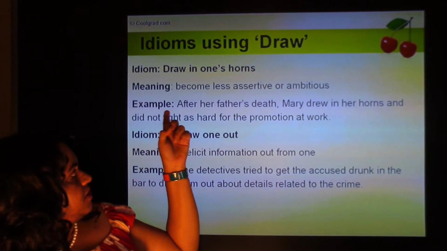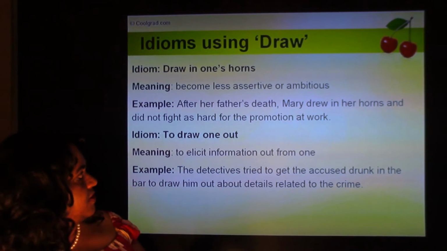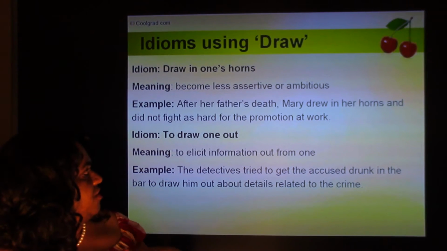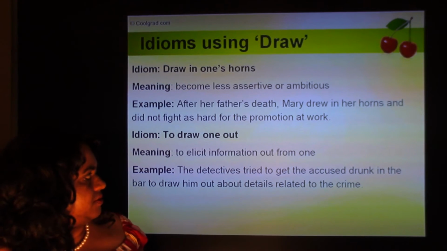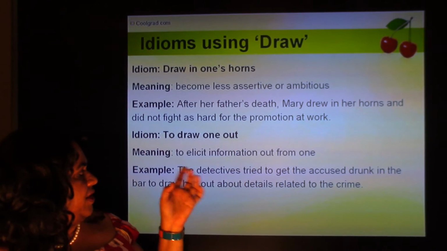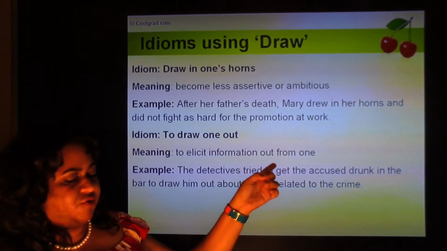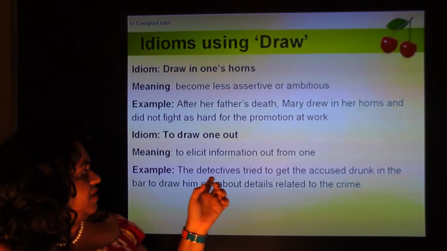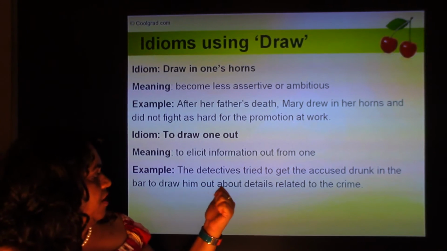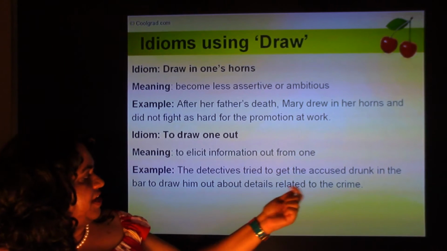Draw in one's horns, become less assertive or ambitious. So after her father's death, Mary drew in her horns and did not fight as hard for the promotion at work. To draw one out, meaning to elicit information out from one. The detectives tried to get the accused drunk in the bar to draw him out about details related to the crime.